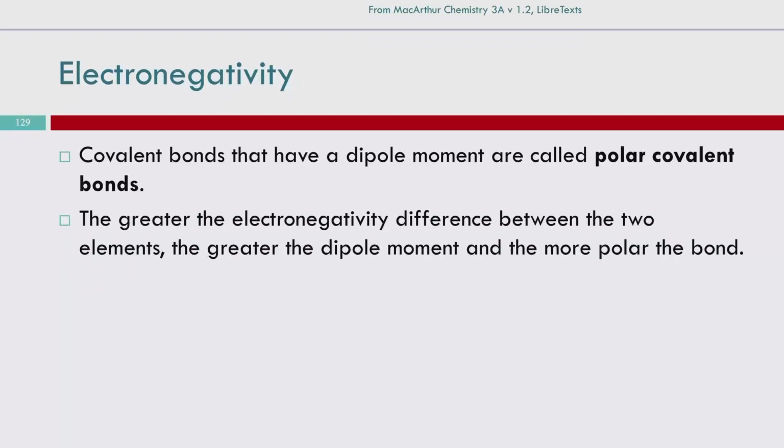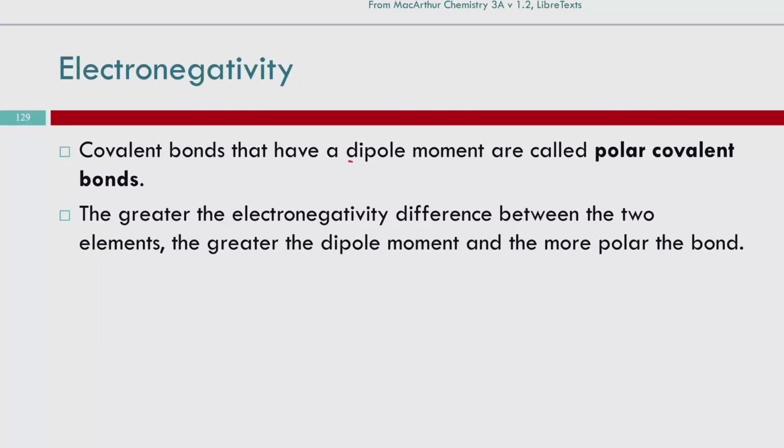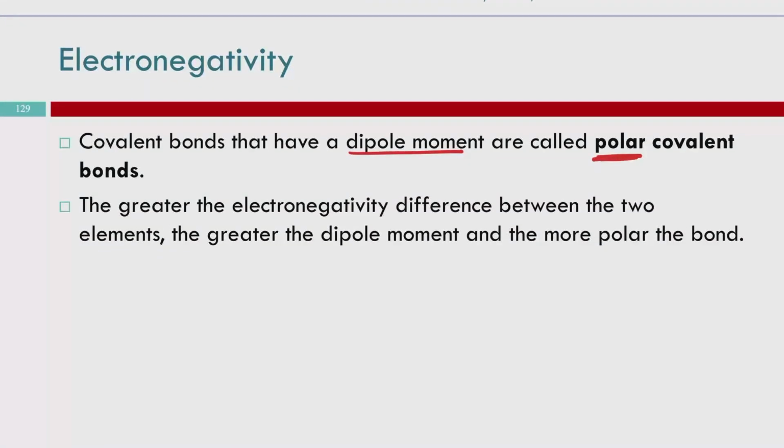Covalent bonds that have a dipole moment are called polar covalent bonds. So polar meaning having poles, like north-south or plus minus. It's a polar covalent bond, the polar meaning that it has the positive and negative sides, and the covalent means that we're still sharing the electrons.